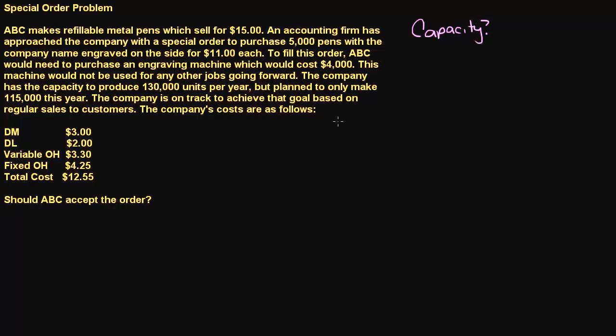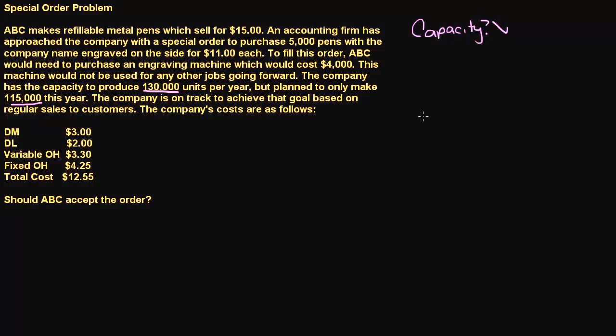Okay, how do you judge if we've got the capacity to make the order? Well, it says here that the company can produce 130,000 units per year, and this year they're planning to make 115,000. Okay, so they have an excess capacity of 15,000 units. 130 minus 115 is 15,000 units. This order is for 5,000 pens, which means that they have the capacity to make the order. So check, yes, we've got the capacity.